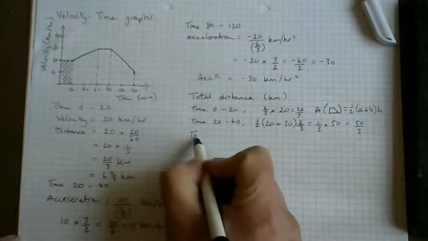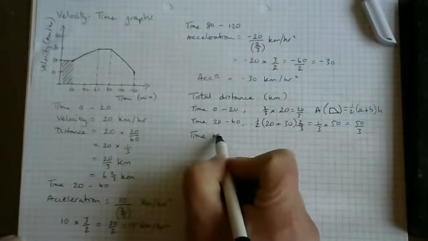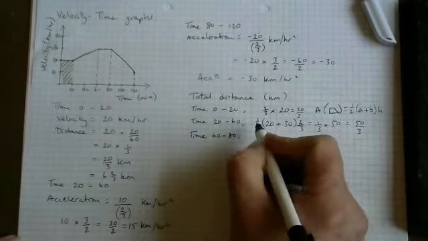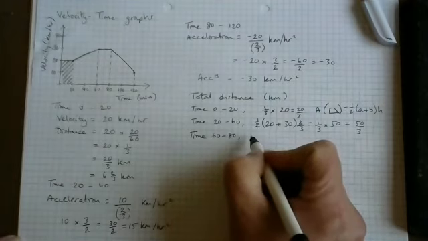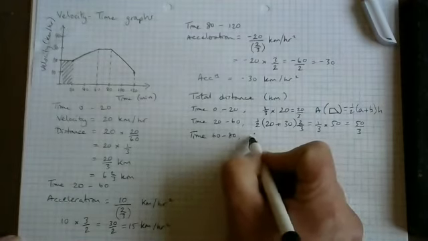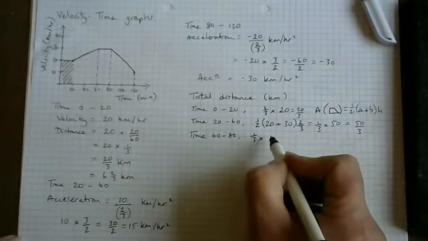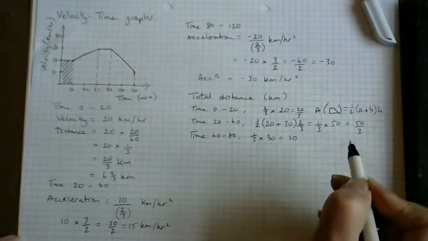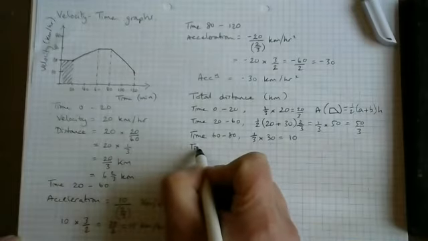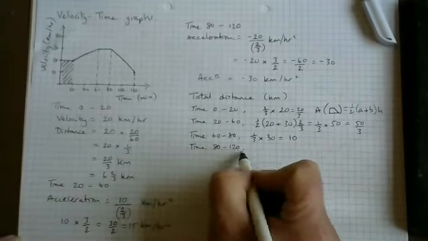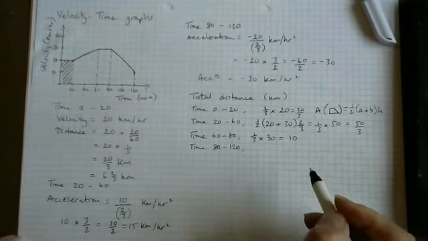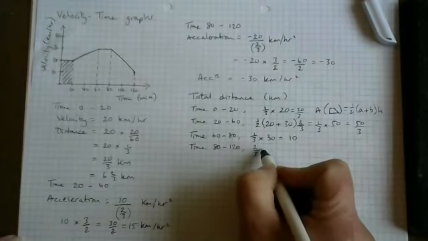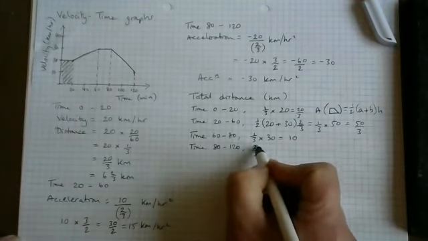Time 60 to 80. That's a rectangle. The area is the distance travelled, so it's 20 wide, well that's 1/3 of an hour, times its height, which is 30, equals 10. Time 80 to 120. 40 minutes, that's 2/3 of an hour. Oh, sorry, we're doing it as a trapezium again, aren't we? So let's save that till later.